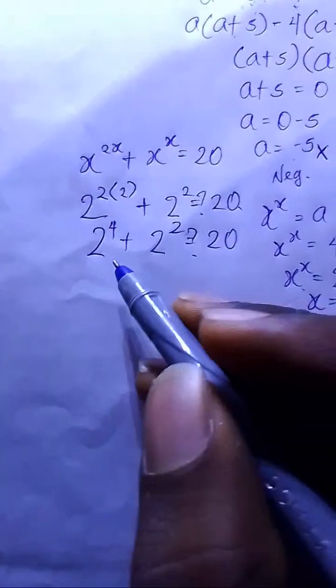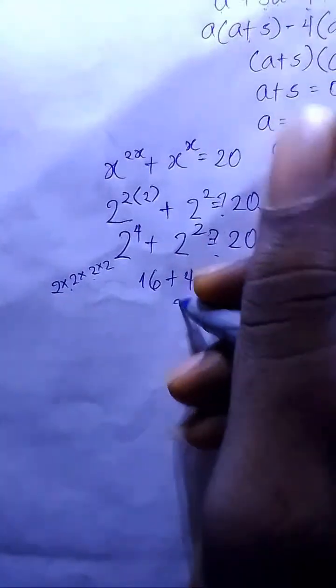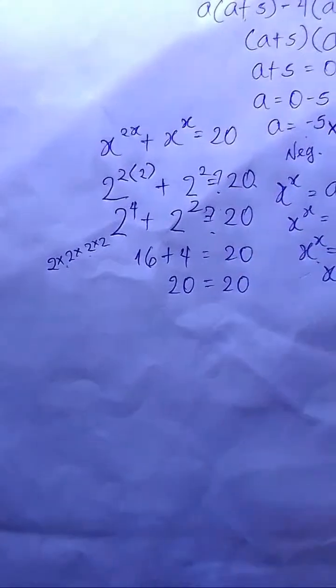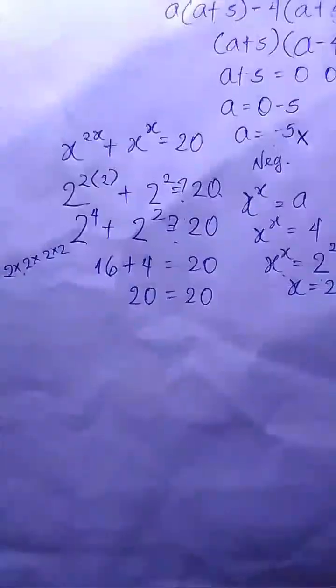So from here, 2 raised to the power of 4, that's 2 times 2 times 2 times 2. That's 2 in 4 places. That's 2 times 2, 4. 4 times 2, 8. 8 times 2, 16. So we have 16 plus 4. So 16 plus 4 gives us 20. So you can see 20 is equal to 20. So that means we are correct, right?